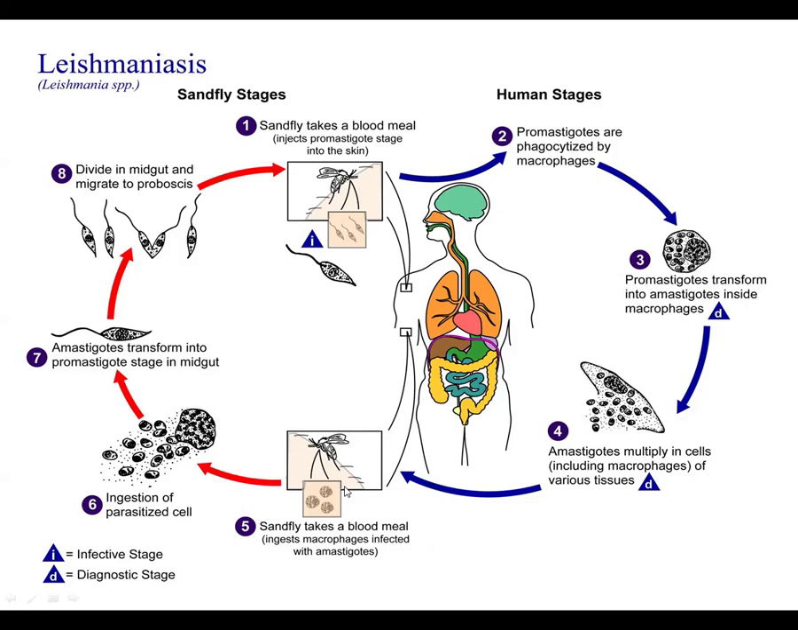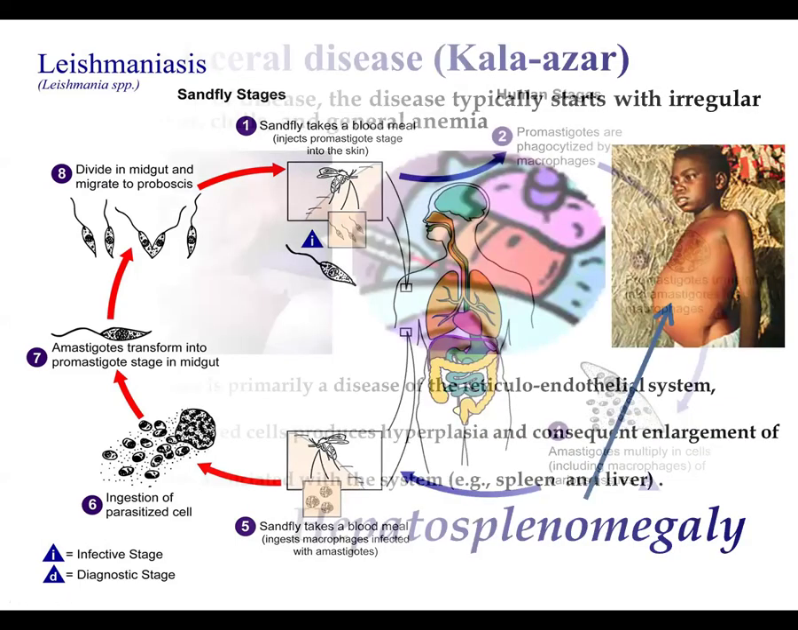Now another sandfly can bite an infected human and take a blood meal containing the amastigotes. These amastigotes are taken up by the sandfly. They are transformed into the promastigote stage in the midgut of the sandfly, then divide in the midgut and migrate. Now the sandfly is again ready to bite another healthy individual. In this way the whole cycle repeats, causing the transmission of this parasite.